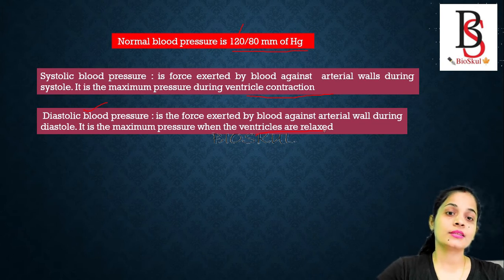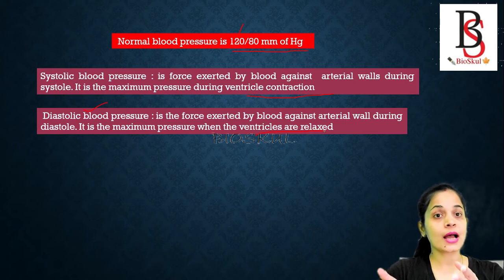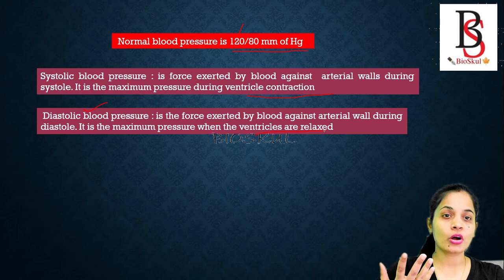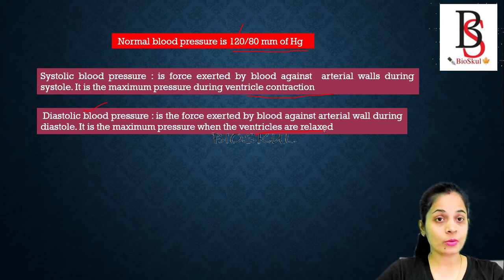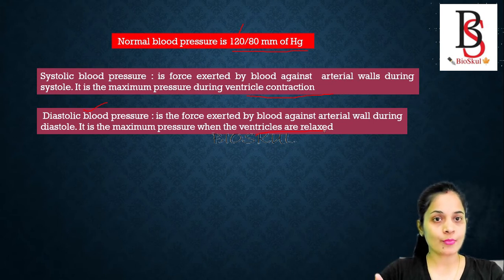If the range is lower than the normal range, then that causes hypotension. Hypotension is caused because of loss of blood, heart problems, pregnancy, or lack of nutrition in the diet. All these factors lead to hypotension.